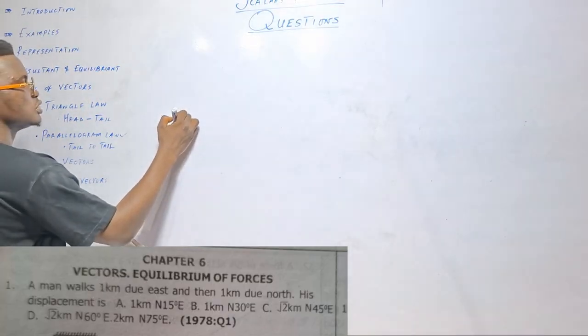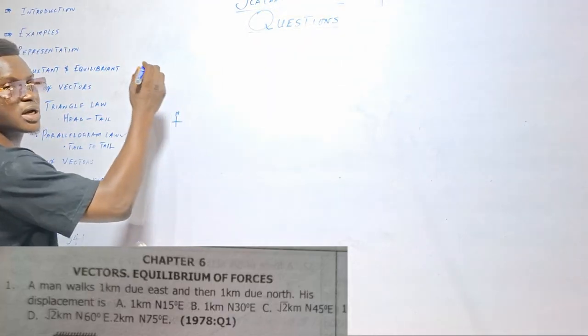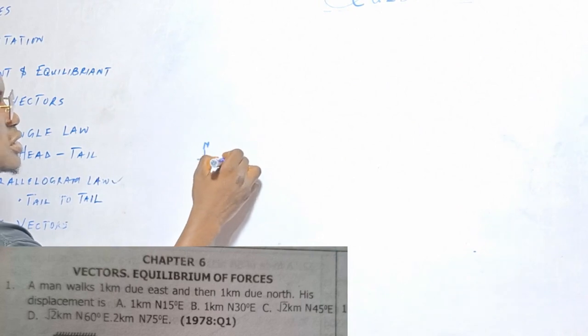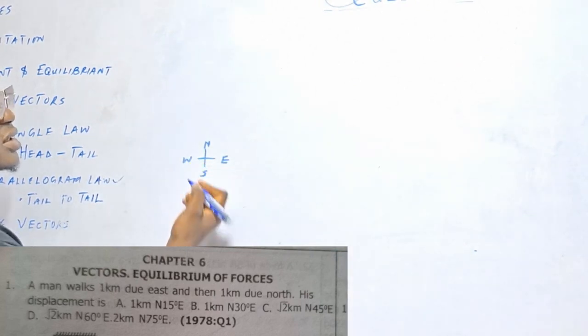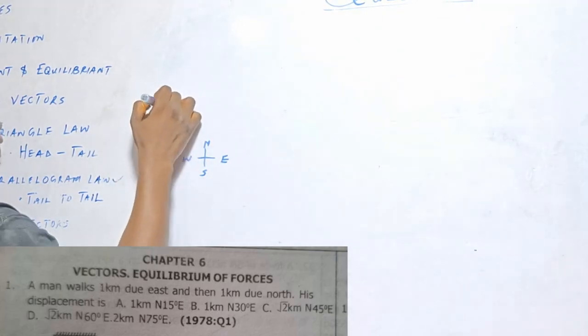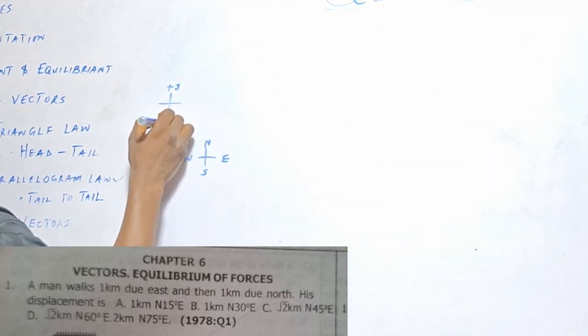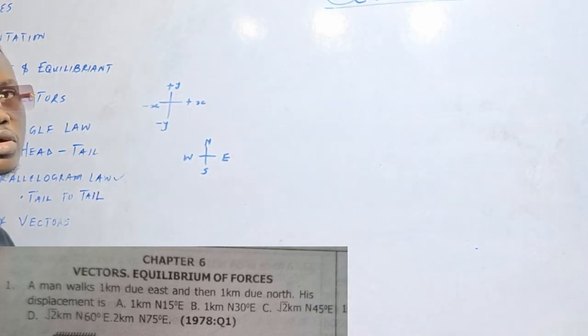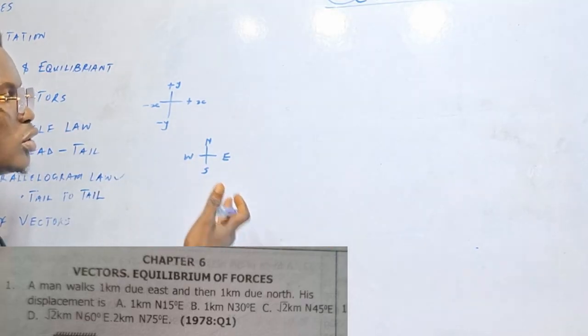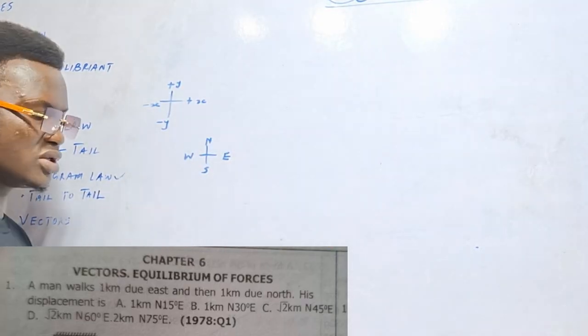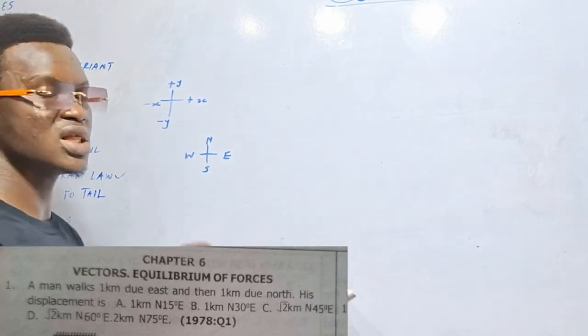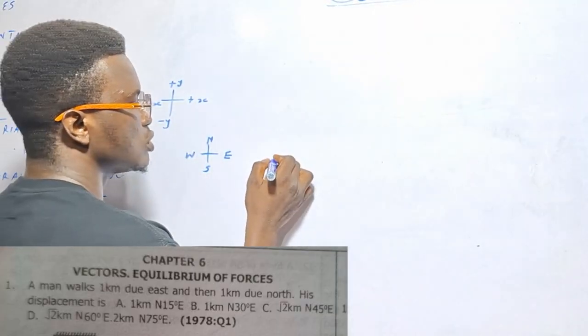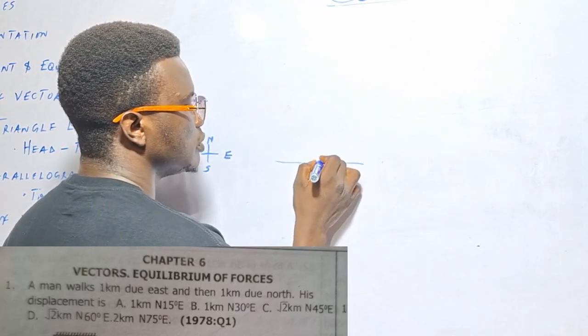This is your north. So every time I go up, that is north. This is east, this is west, and this is south. This is your positive y, negative y, positive x, negative x. So if I'm going to the right, it is either east or positive x. Now this question says a man walks 1 kilometer due east. So that means I have to go to the right 1 kilometer.